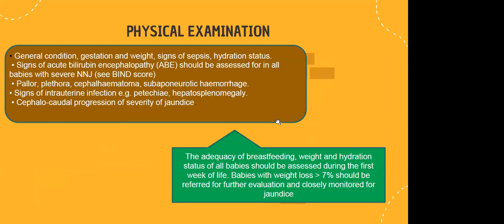Generally we will look at the current weight and the percentage of weight loss, the signs of sepsis, and the hydration status. For the head, we look for cephalohematoma, subaponeurotic hemorrhage, and facial plethora. For the eyes, look for conjunctival pallor. For the skin, we look for petechiae. And for abdominal examination, we could look for hepatomegaly as a sign of infection.